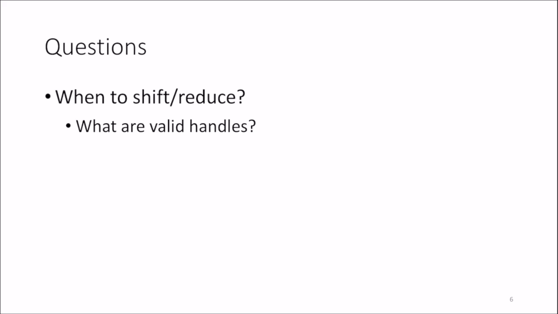So there are some questions that arise. When exactly do we shift or reduce? We've seen before that manually we could do this. We could sort of tell when to shift or reduce because we could look ahead and see that if I do a shift now, I might not end up with a valid derivation, so I should probably reduce now. What the algorithm needs to figure out is what the valid handles are and what is a viable prefix that appears on the stack, and then you can do a reduce.